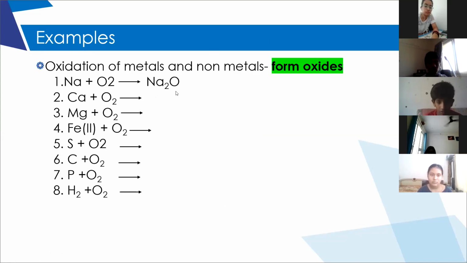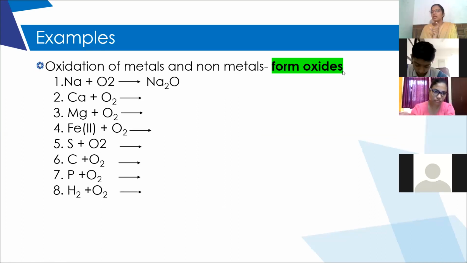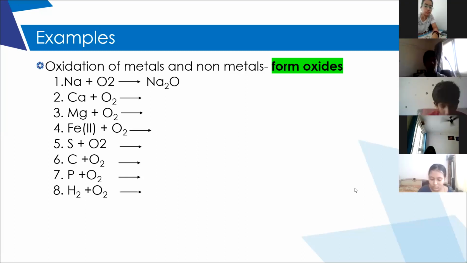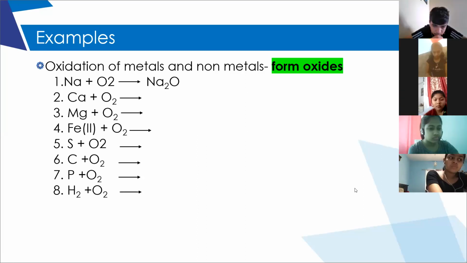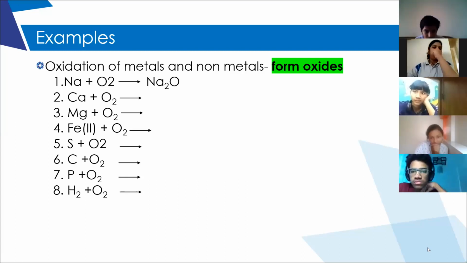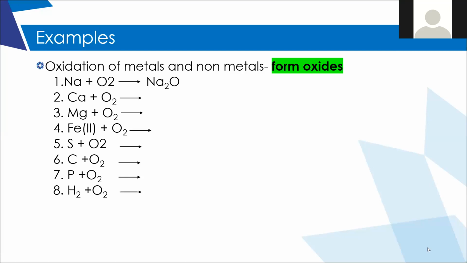Any substance, any element we have discussed in the periodic table, when it reacts with oxygen, it will form an oxide. I repeat, any element when it combines with oxygen forms an oxide. It may be a metal or a non-metal. If a metal reacts with oxygen, we will get metallic oxides. If a non-metal reacts with oxygen, we will get non-metallic oxides. Is it clear? Did you get my point?